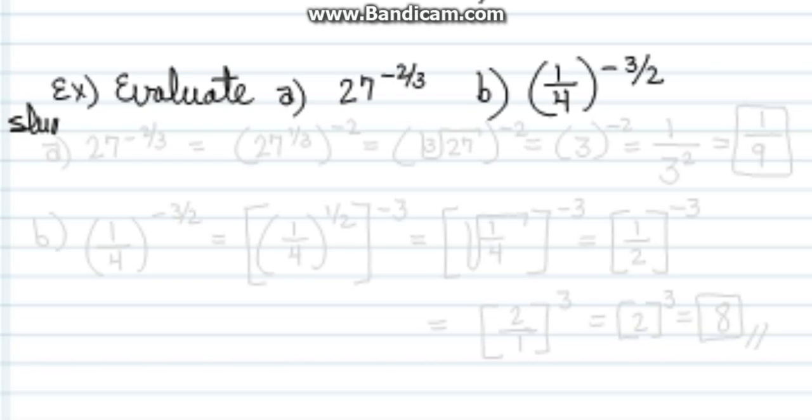Let's evaluate these bases that have these complicated exponents. Not only are they rational, which means fractional, they are negative exponents. Let's see, the first one is base 27 raised to the negative 2/3 power.